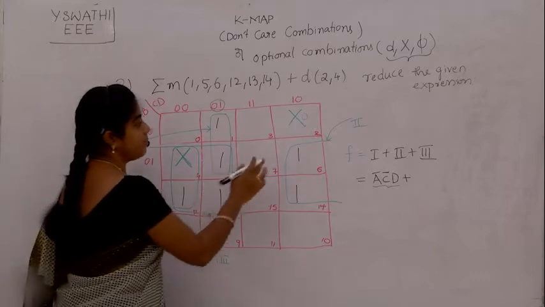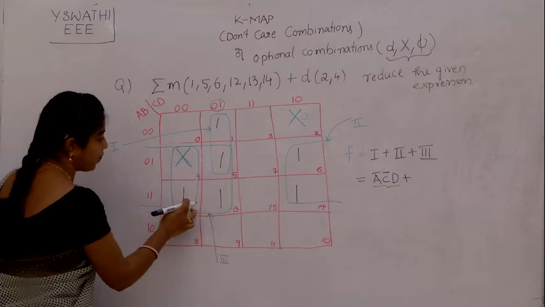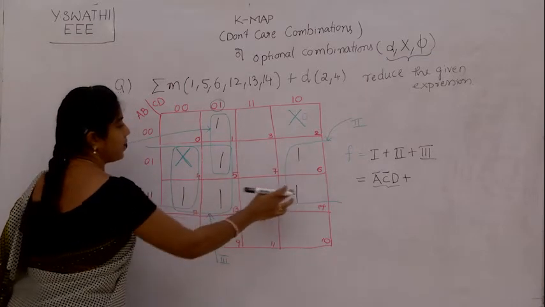Now coming to the second prime implicant, these two, 6, 14 and 4 and 12, these 4 are forming the second group.